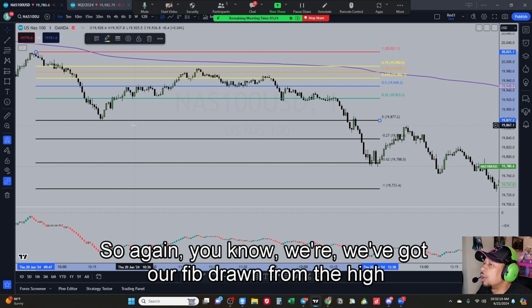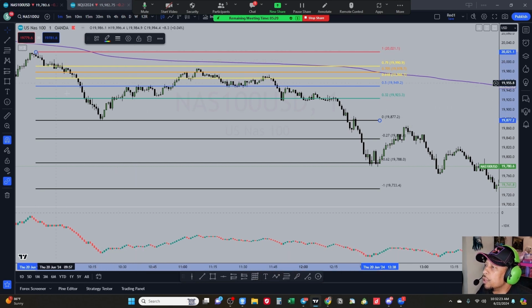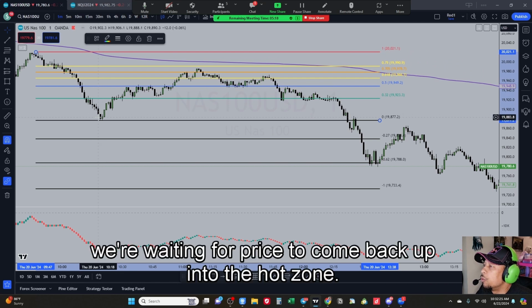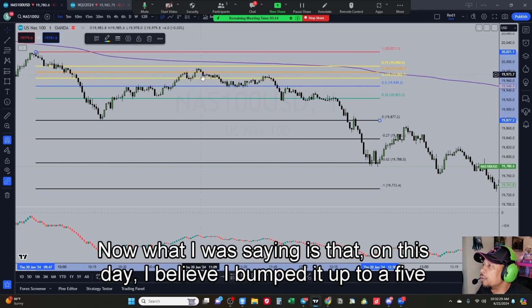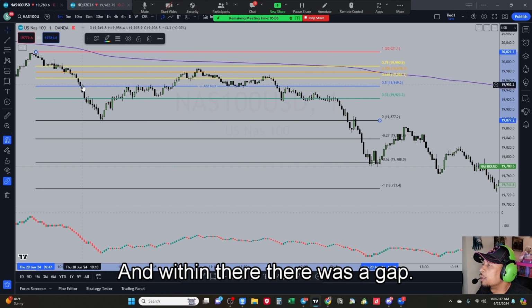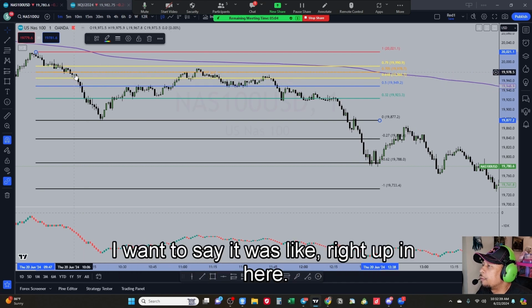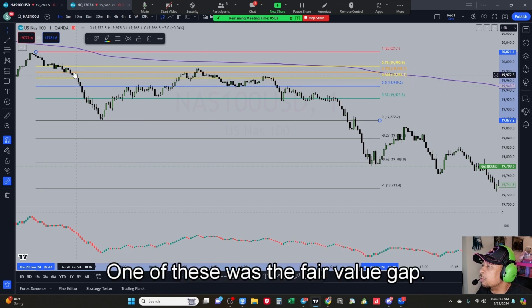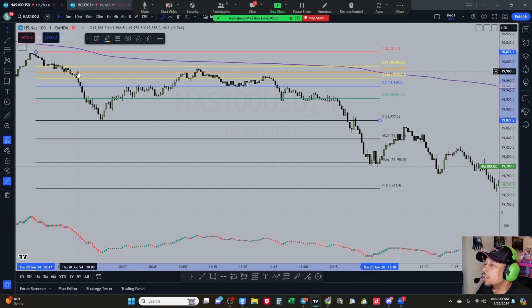All right. So again, we've got our fib drawn from the high to the low. We're waiting for price to come back up into the hot zone. Now, what I was saying is that on this day, I believe I bumped it up to a 5 or a 15-minute time frame, and within there was a gap. I want to say it was right up in here. One of these was the fair value gap. So we were good on that point.